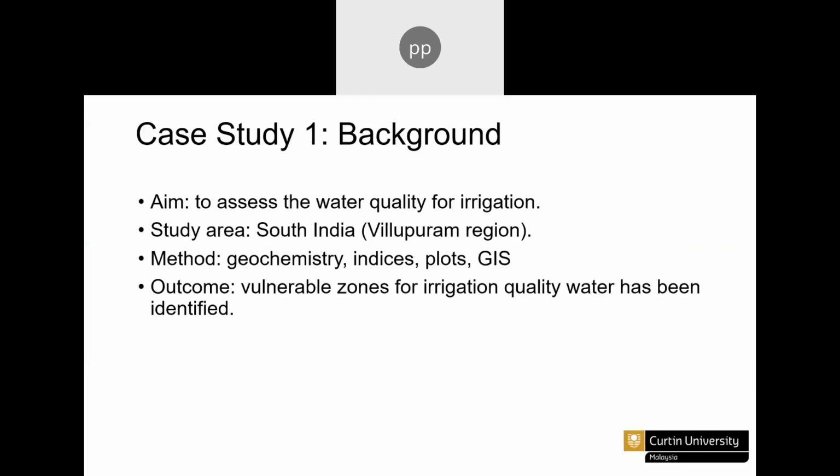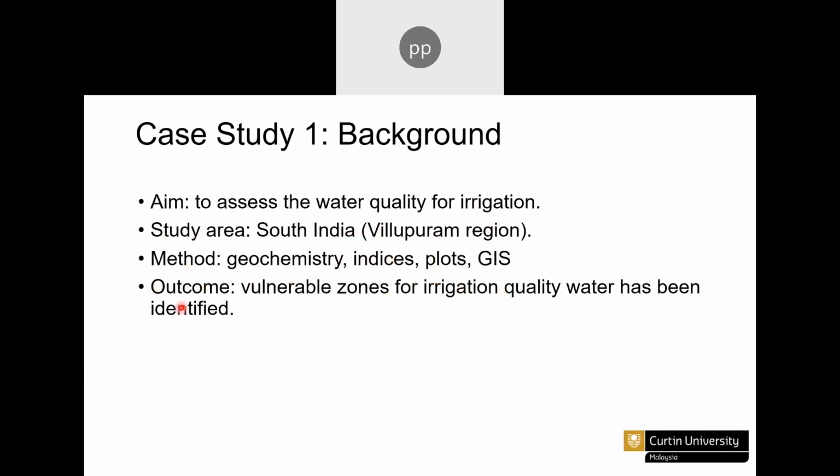So the first case study, I just want to give you some background of this study. The main purpose of this study is to assess the water quality for irrigation, and the study area is in South India, particularly the Villupuram region. The methods adopted for this study: they use geochemistry to collect the geochemical data, and they use some indices, which were discussed in part two, various water quality indices. They also use some geochemical plots and finally GIS.